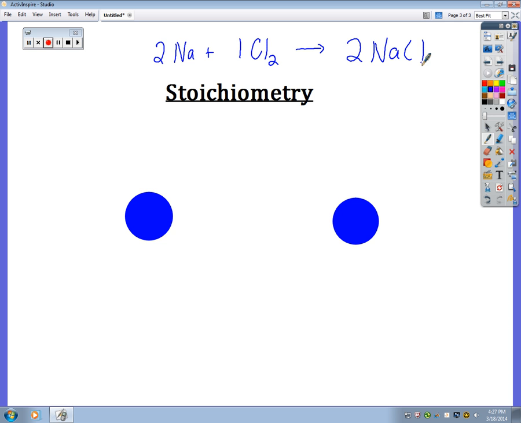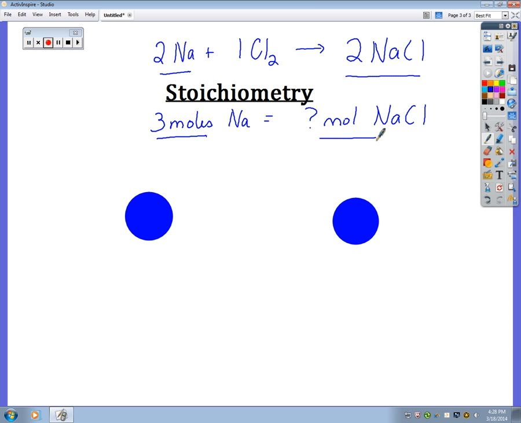So let's go ahead and try this. Let's say I have 3 moles of sodium equals how many moles of sodium chloride? And yes, I know you can eyeball this. You can tell me that if there's a 2 to 2 relationship, that if you have 3 moles of sodium, you should also have 3 moles of sodium chloride. But I need you to understand it this way. I need to understand in a relationship that's a molar ratio.